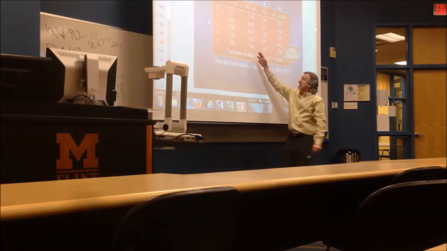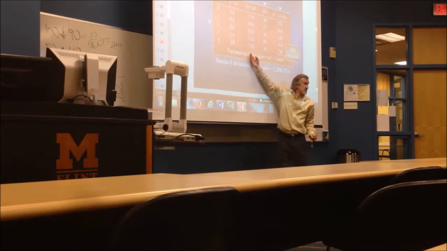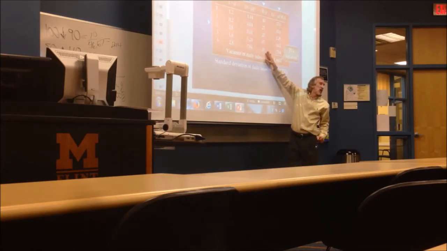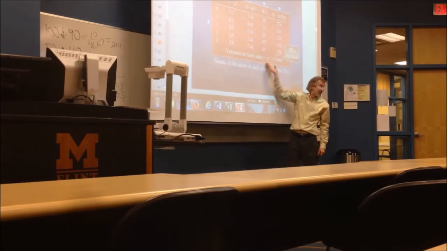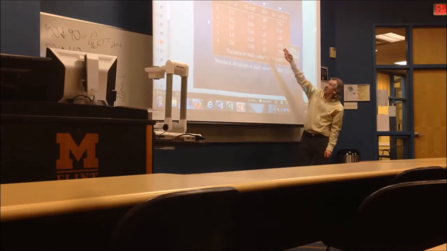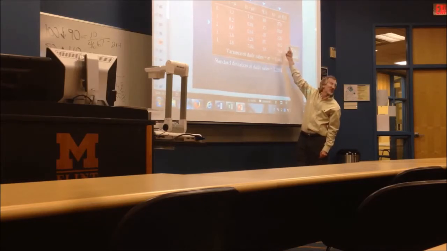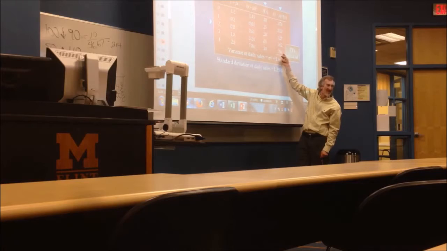The extra step is after we square it like we've done in the past, we multiply that square by the probability of that outcome, which add up to 100%. So this 1.44 times 0.4, the 0.04 times 0.25, and so on and so on.